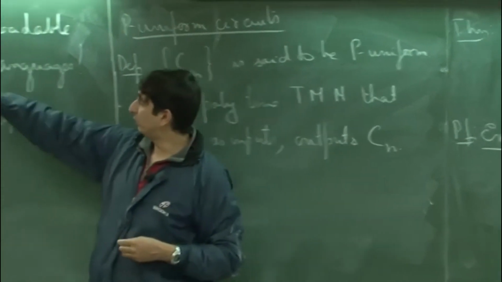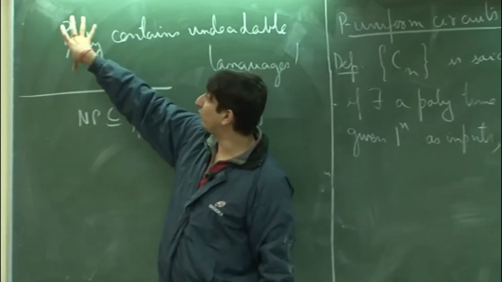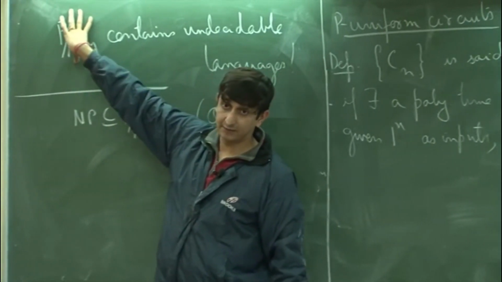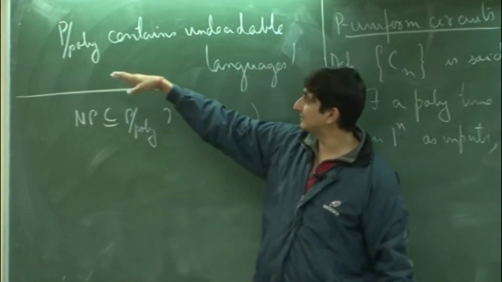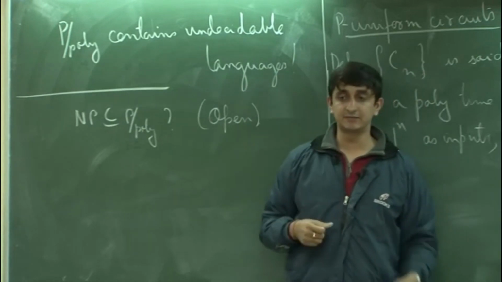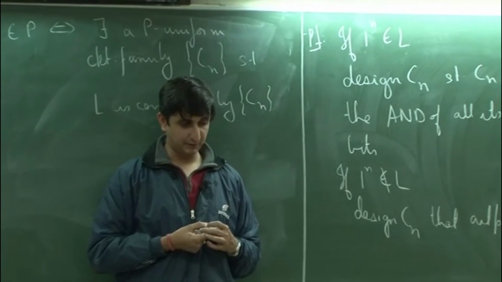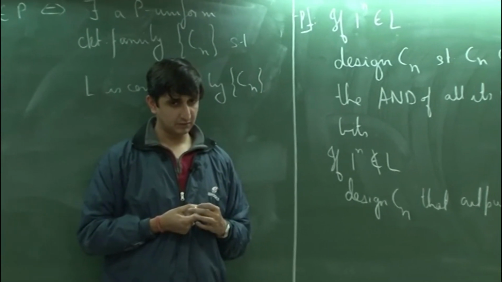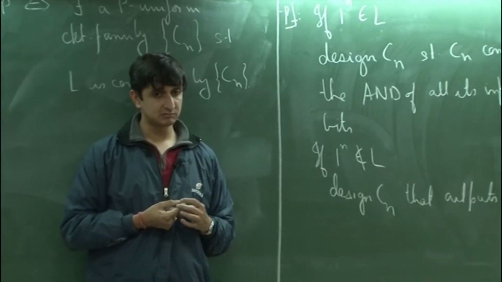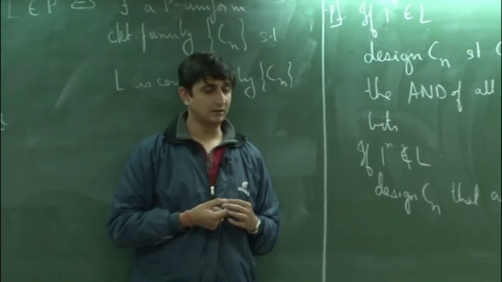But here, when we are talking about P by poly, this is not one language, this is a whole family of languages, a class of languages. So what I am saying is that this class of languages contains certain undecidable languages as well. So it will be more than 2 to the power n probably. By distinct I mean that two circuits are distinct if they accept different functions, yeah, right.